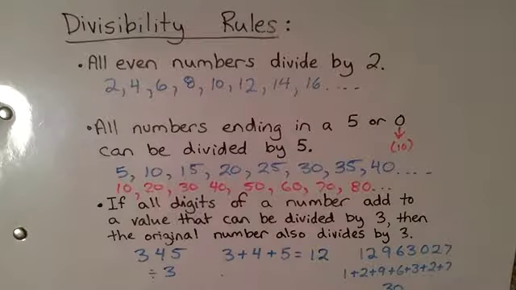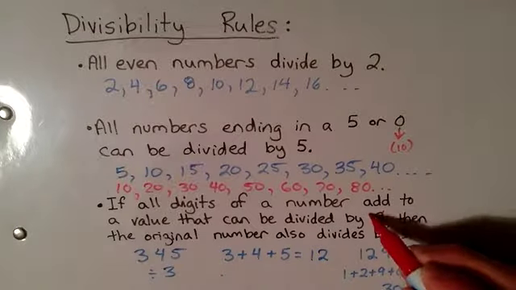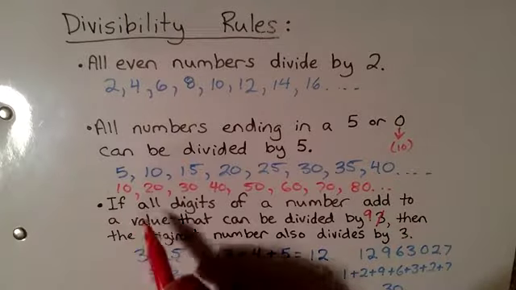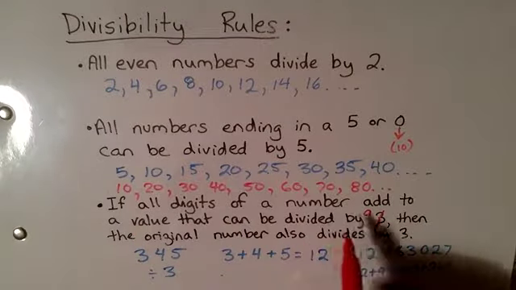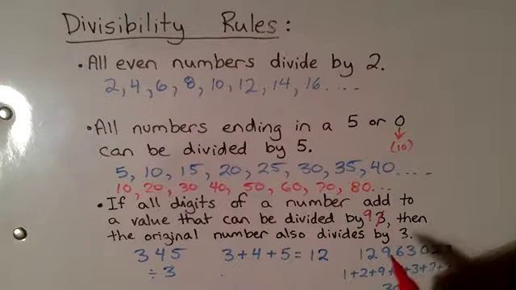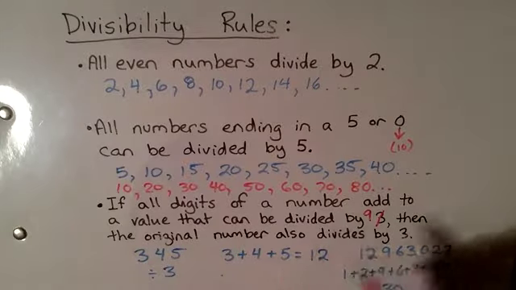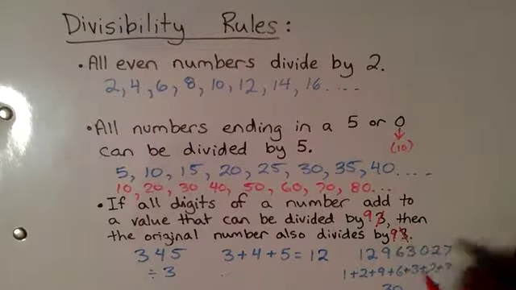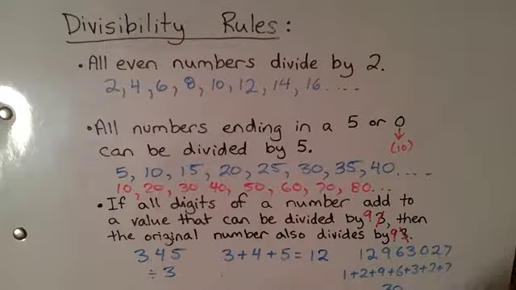Now, the same thing applies for this rule if you simply replace that 3 with a 9. So if all digits of a number add to a value that can be divided by 9, then the original number also divides by 9. I could show you this works again, but it follows the exact same premise: any number whose digits sum to a value that divides by 9 will also divide by 9.